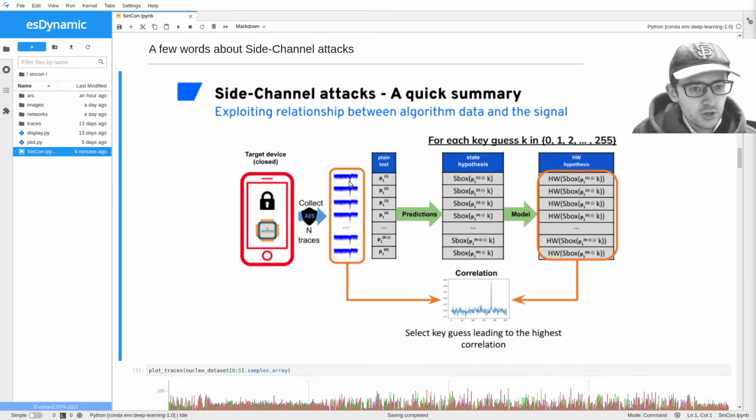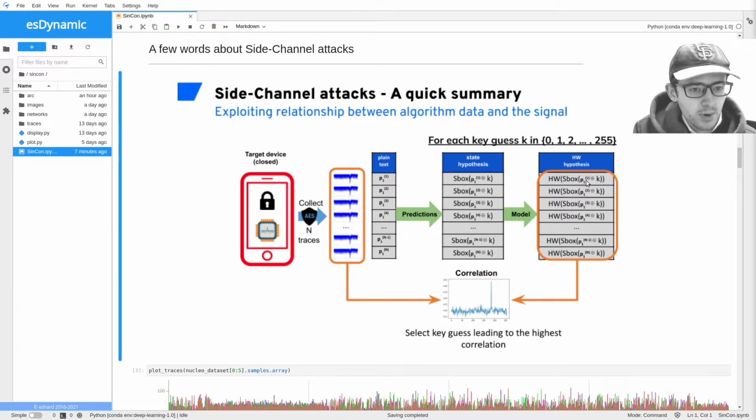The first attack you will usually find in textbooks is called the correlation power analysis, or CPA in short. This attack uses correlation as a distinguisher. The idea behind CPA is to guess the value of the key to make some predictions about intermediate values that are manipulated by the algorithm. After that, we use correlation to measure whether or not the predictions that we made are correct. And we simply select the key guess that leads to the highest correlation.